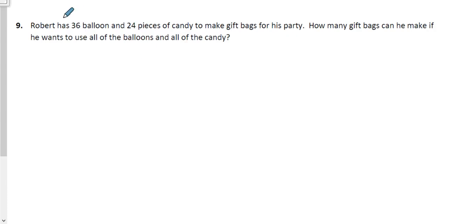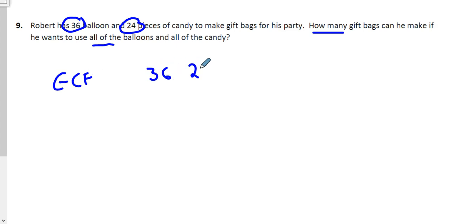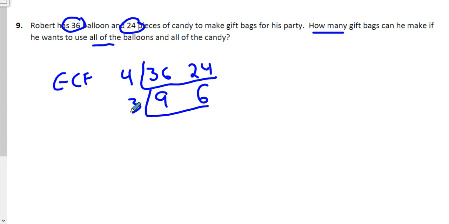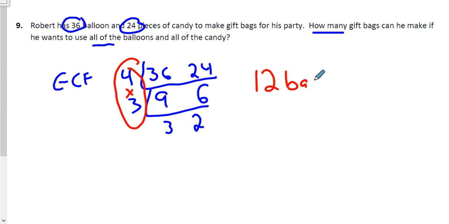Okay, 36 balloons, 24 pieces of candy, gift bags he can make. How many gift bags can he make if he wants to use all of the balloons and all the candy? This is a GCF question. We're looking for the GCF of 36 and 24. Most of my class said they started off with 4, which 36 divided by 4 is 9. 24 divided by 4 is 6. Those can be divided by 3. And you get 3 and 2. GCF is on the left. So 4 times 3 is 12. So you can have 12 bags.